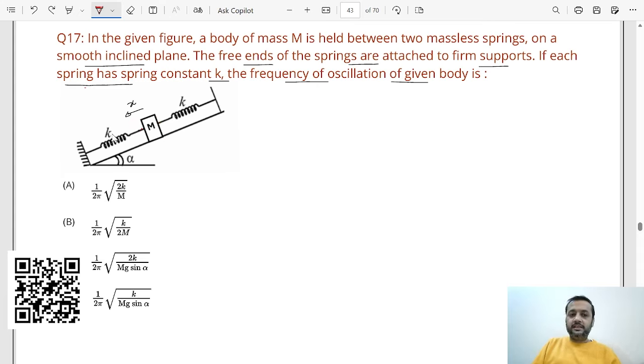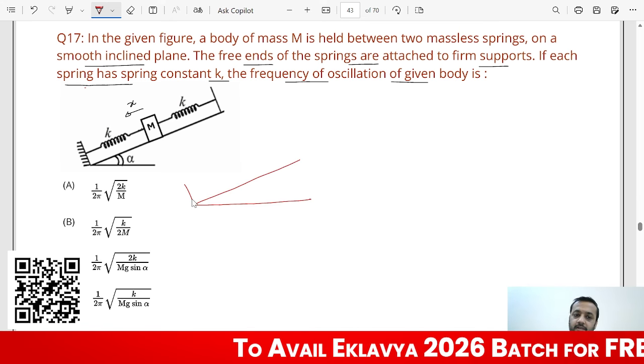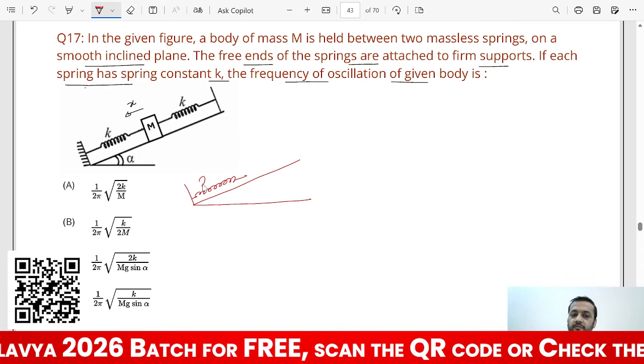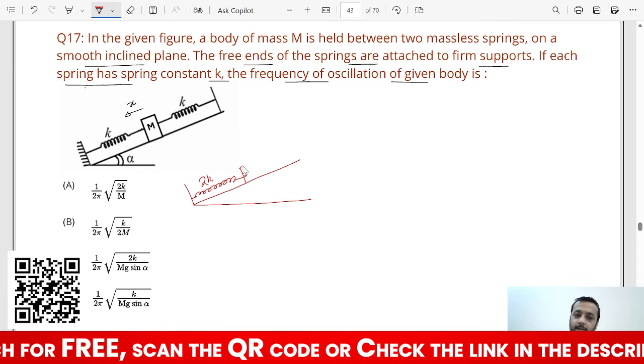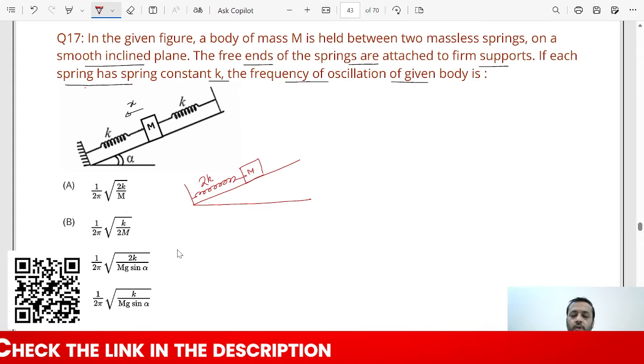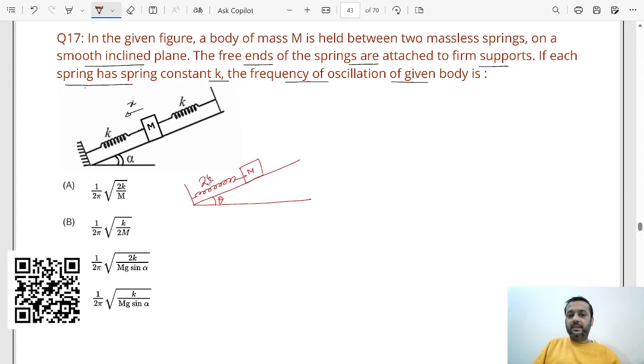So we can say that these two springs can be considered in parallel, which means we can replace these two springs by a single spring of spring constant k1 plus k2, which becomes 2k. The springs are in parallel, so you can simply add up the spring constants. A spring behaves like a capacitor, so in parallel you can simply add up the spring constants. So basically you can now imagine that we have a single block of mass m and a single spring of 2k.